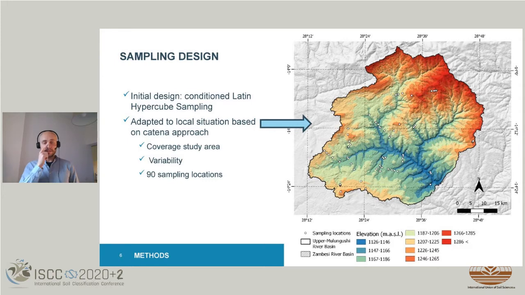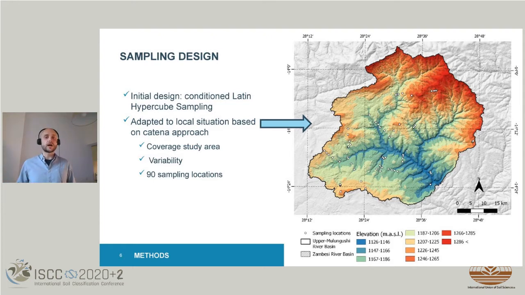But first and foremost, essentially is the field campaign and gathering the soil class data on the terrain. Initially, we designed a conditioned Latin hypercube sampling design, a statistical sampling design to cover the study area. But we soon noticed when we went into the terrain that it was really difficult to stick to the sampling design, mainly due to accessibility issues, so that we couldn't reach a sampling point within reasonable time, or that we didn't have permission from the landowner, for example.